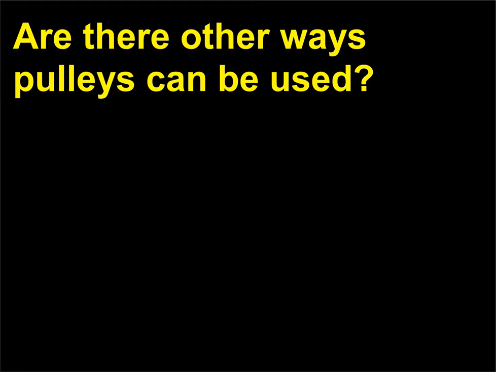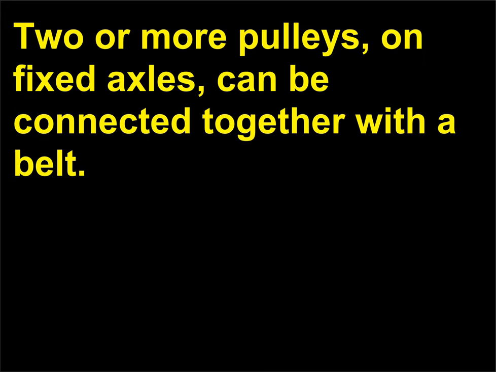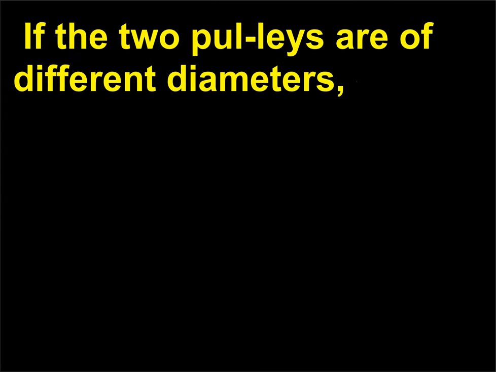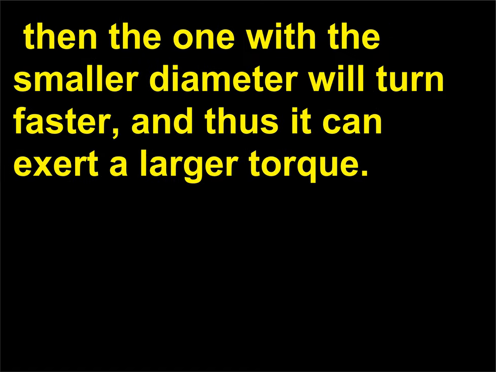Are there other ways pulleys can be used? Two or more pulleys, on fixed axles, can be connected together with a belt. If the two pulleys are of different diameters, then the one with the smaller diameter will turn faster, and thus it can exert a larger torque.